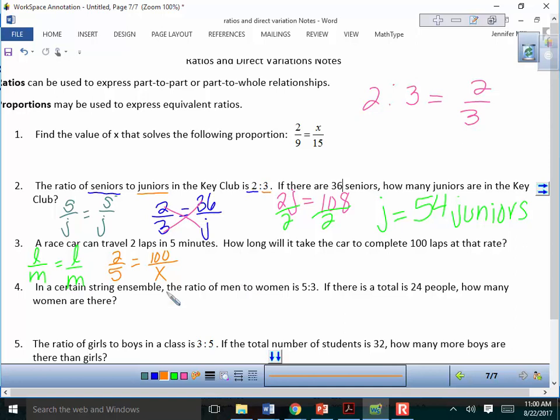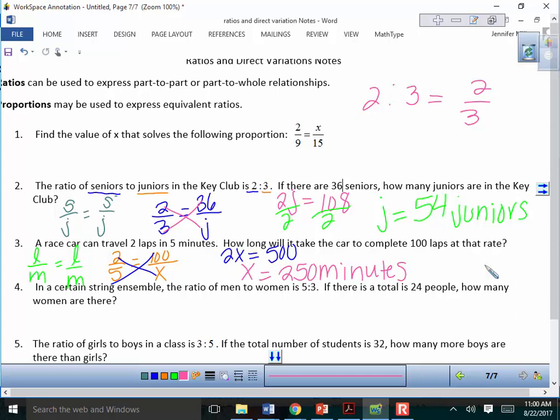Number 4. Oh, I'm sorry. We need to finish this one. We cross multiply here. That gives us 2x is equal to 500. And when we divide both sides by 2, we'll get x is equal to 250. And 250 what? Minutes. Very good. Any questions here?